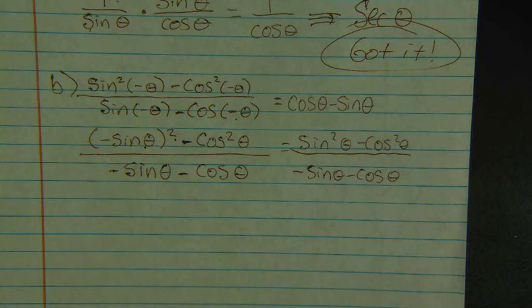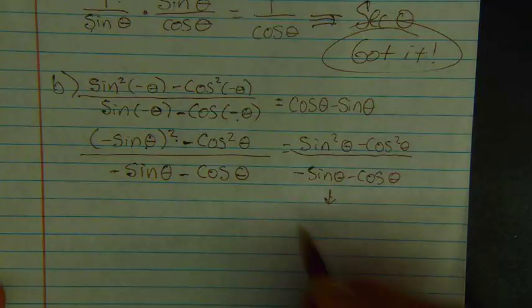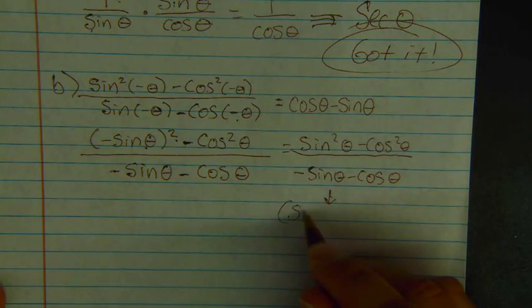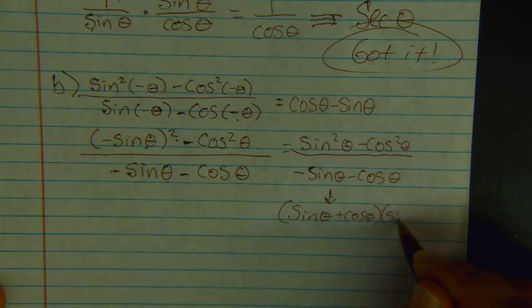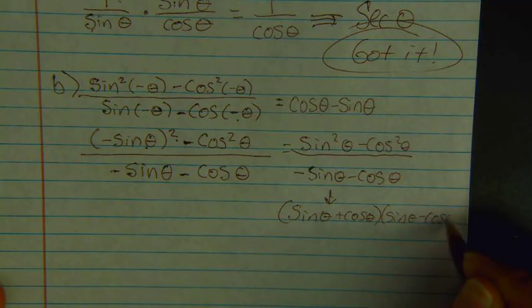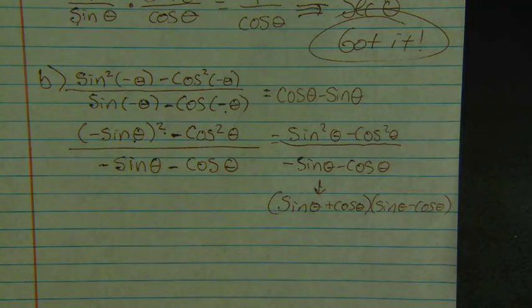Difference of squares. Okay? Sine squared minus cosine squared is a difference of squares, right? It's a difference of two squares. You could factor it. Let's factor it. So I'm going to go right here. Sine theta plus cosine theta, sine theta minus cosine theta. It's just like x squared minus 4, x plus 2, x minus 2. Same thing.